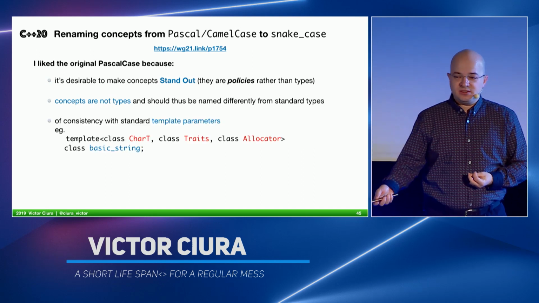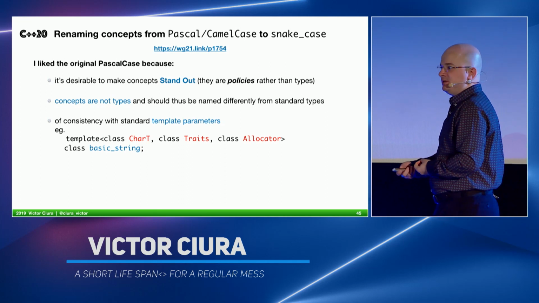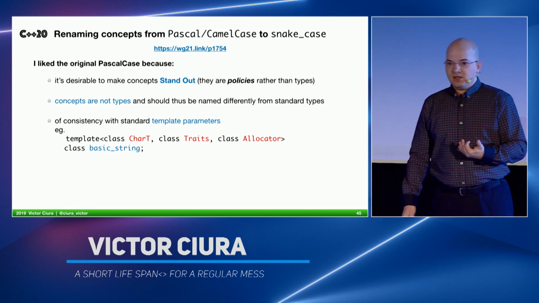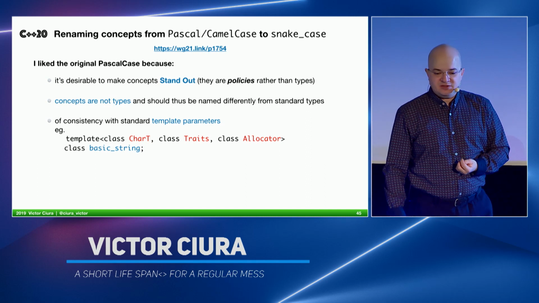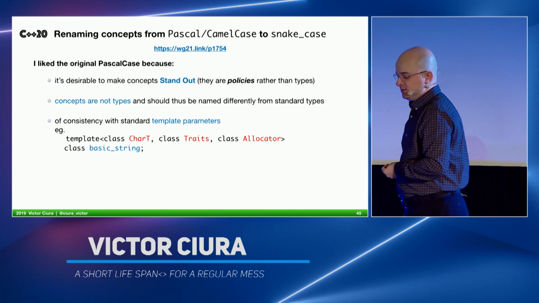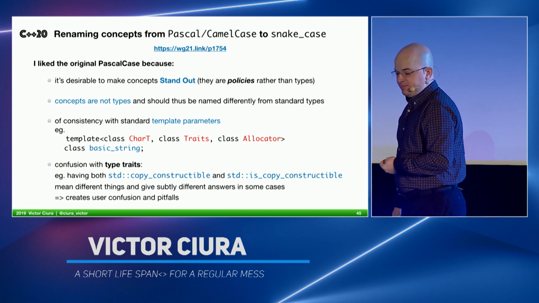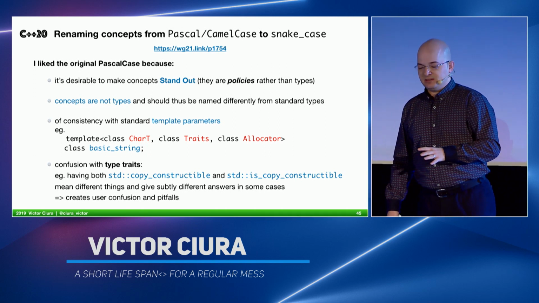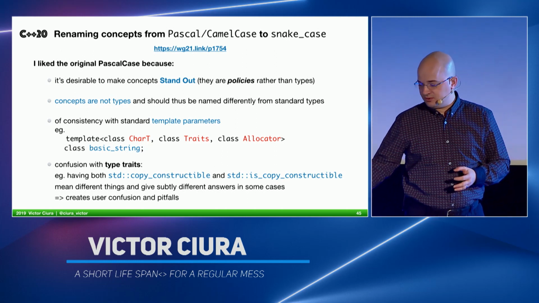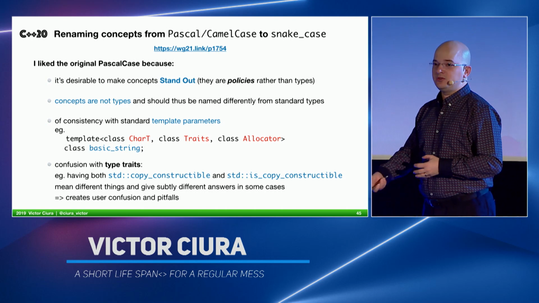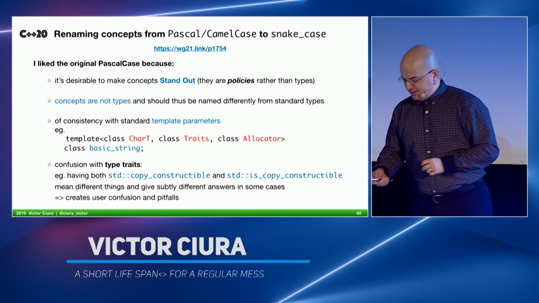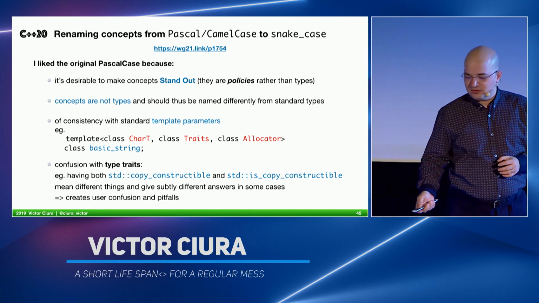And I think consistency with template parameters, as they're usually used by everybody in Pascal notation, is again desirable, because they're going to come in as replacements for those specific types or type names. So, for example, this is how we defined a basic string. And the most awful thing, I think, is the confusion with type traits. We have here an example of a type trait and a concept, and I dare you to tell me which one is which. And they don't mean the exact same thing. This is the most weird thing. Okay, so end of rant there.